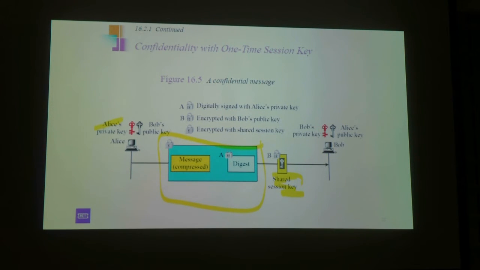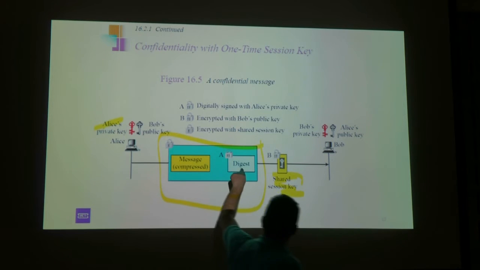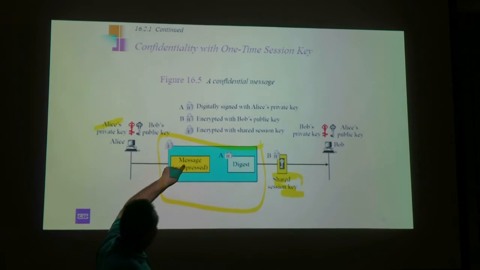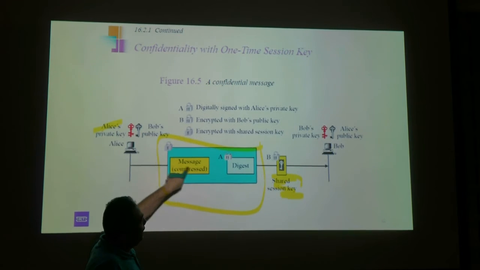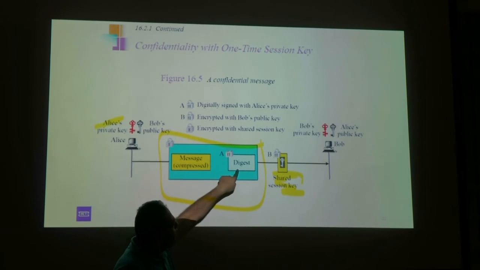So in PGP, there is a header. Part of the header will tell the receiver, I have used this algorithm, and the header is not encrypted. But anyways, the sender and the receiver have to know what algorithms are used, right? Then it's very simple. It has to calculate the digest again for this message, and then it has to compare.